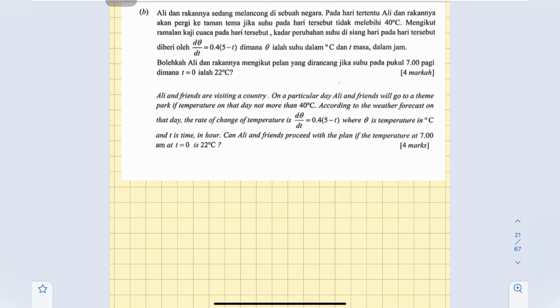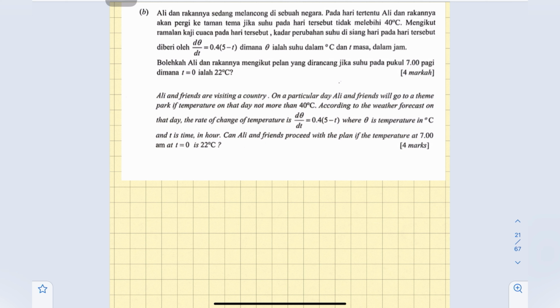Ali and friends are visiting a country. On a particular day, Ali and friends will go to a theme park if the temperature on that day is not more than 40 degrees Celsius. According to the weather forecast on that day, the rate of change of temperature is dθ/dt = 0.4(5 − t), where θ is temperature in degrees Celsius and t is time in hours. Can Ali and friends proceed with the plan if the temperature at 7 a.m., at t equals 0, is 22 degrees Celsius?